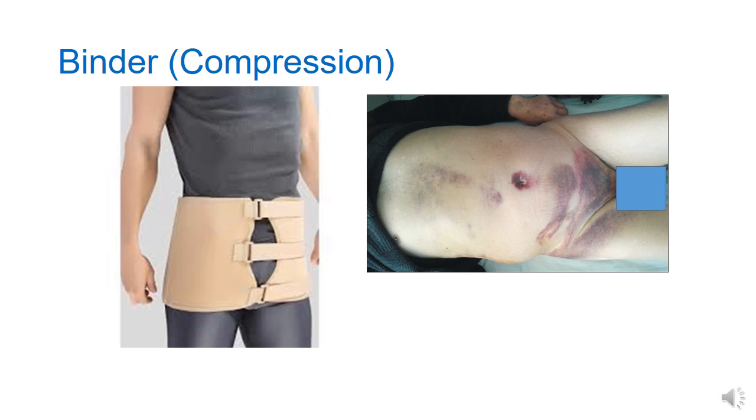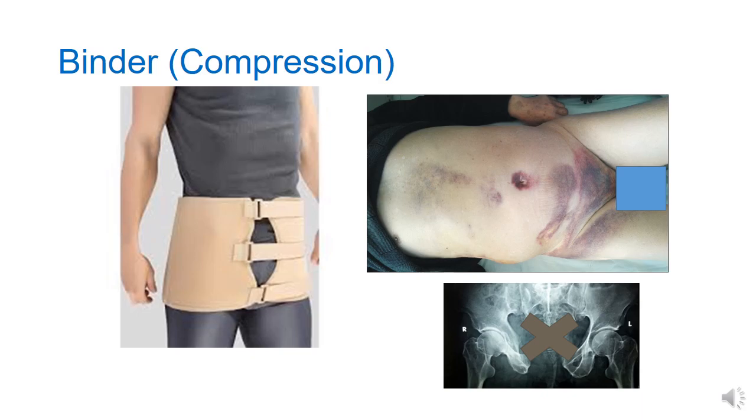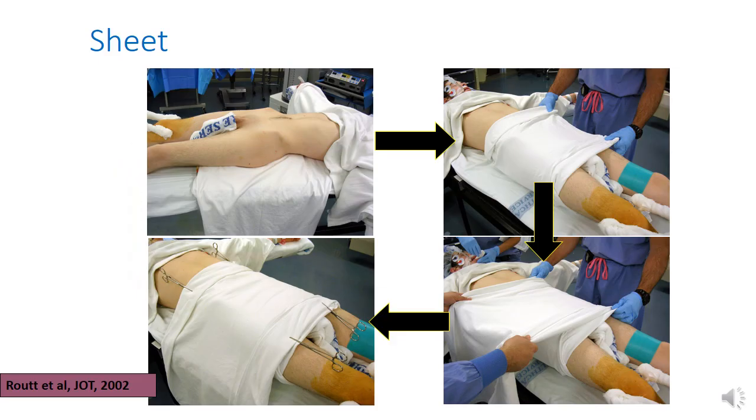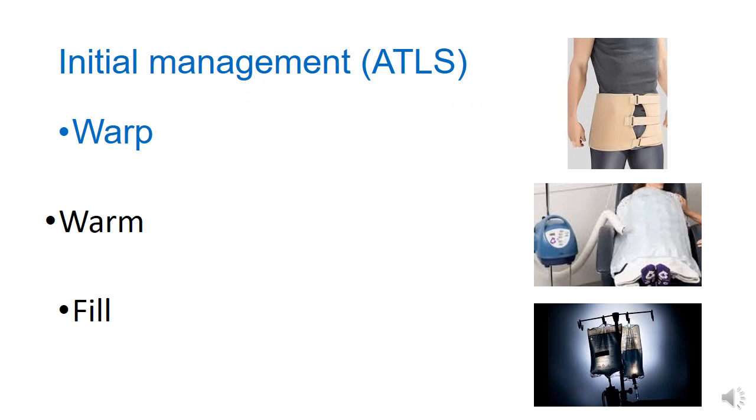So the first action is to compress the pelvis if you suspect pelvic fracture, whatever the condition, especially if the patient is unstable, either by the binder or what's called a pelvic sheet. So initial management, and this is included in advanced trauma life support, is to warm the patient and to fill the patient with fluid and blood.